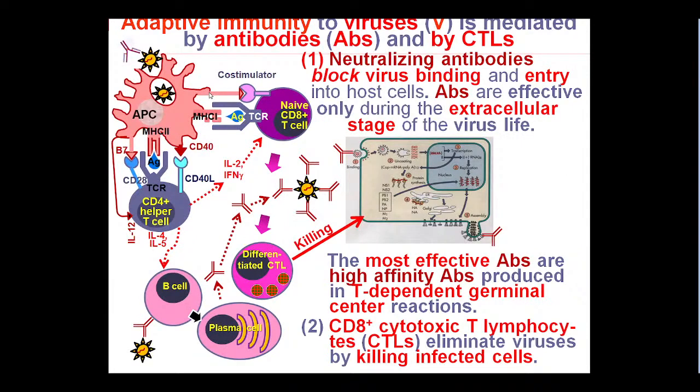In the adaptive immunity, now we'll talk about adaptive immunity against viruses. In the adaptive immunity to viruses, a very important role is played by antibodies and cytotoxic lymphocytes. Cytotoxic lymphocytes attack virus-infected cells that have MHC1 proteins on the surface.